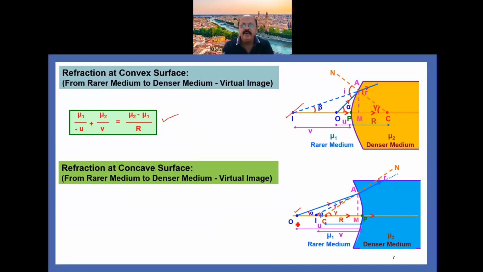So apply the same concept and find out the result, and you see that whether you are having a convex surface or concave surface, result for the refraction from rarer medium to the denser medium remains the same, that is mu1 upon minus u plus mu2 upon v equal to mu2 minus mu1 upon r.